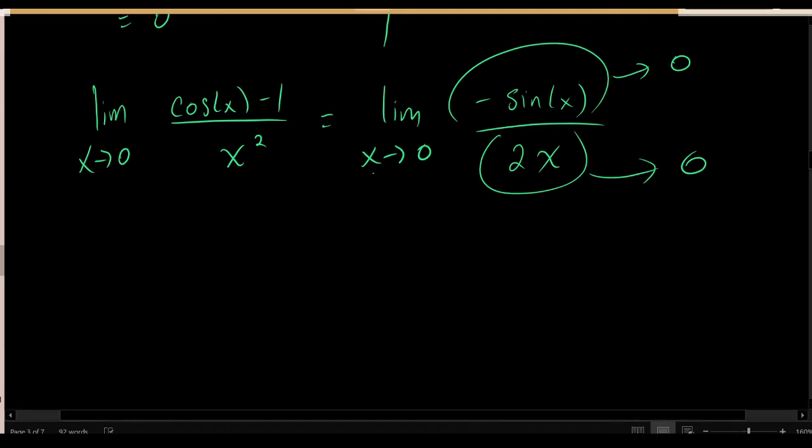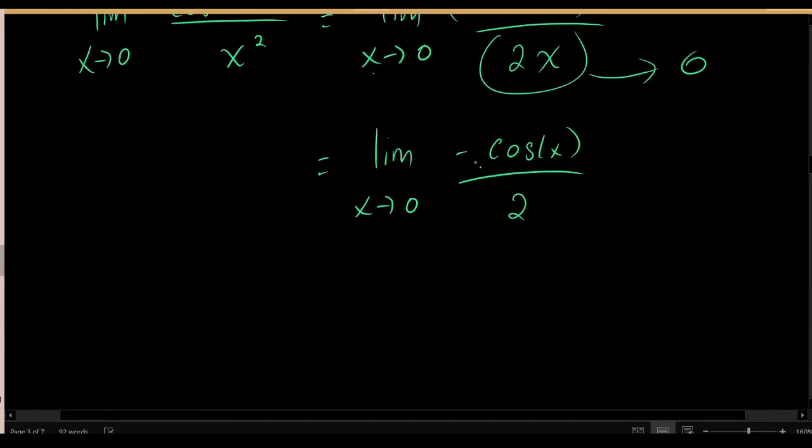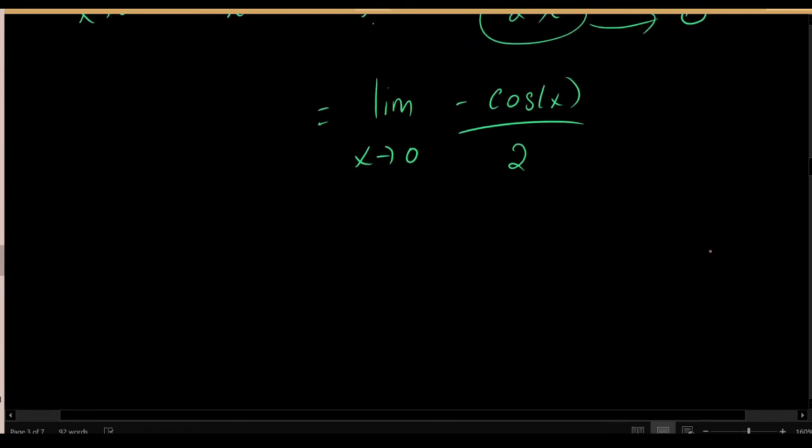So using L'Hopital's rule a second time, we can turn this into the limit as x approaches 0 of the derivative of negative sine x, which is negative cosine of x, divided by the derivative of 2x, which is 2. So now, having used L'Hopital's rule 2 times, we've finally arrived upon a fraction which is continuous at x equals 0. So we can find the value of this limit by simply plugging 0 into the function to get negative cos 0 divided by 2, which is negative 1/2.